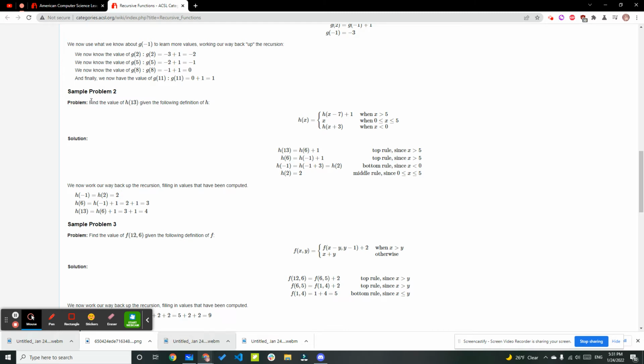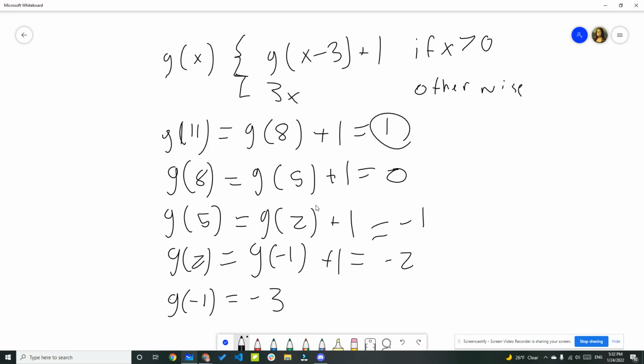Find the value of h of 13 given the following definition of h. So h of x is h of x minus 7 plus 1 if x is greater than 5, x when x is between 0 and 5, and h of x plus 3 when x is less than 0. So we can clear this and write down the definition.